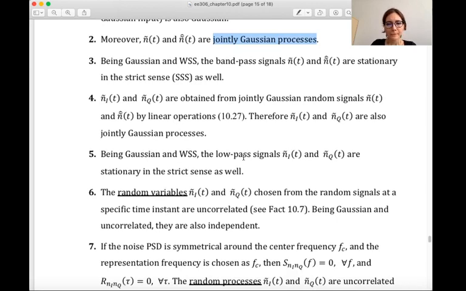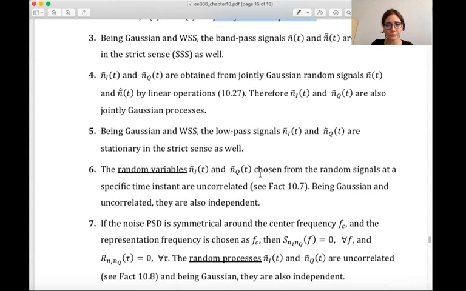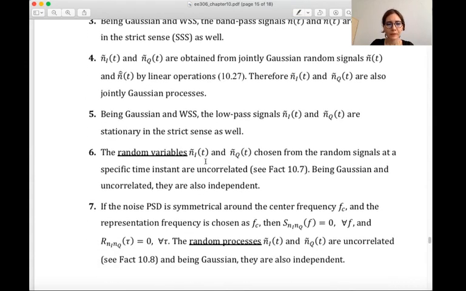All right, Ni and Nq are jointly Gaussian processes. Now, another property here. What do we know about Ni and Nq? We showed already before that these are wide-sense stationary. Now we just argued that they are jointly Gaussian. So each one of these, Ni of t, is Gaussian and wide-sense stationary, which implies it's strict-sense stationary. The same thing for Nq. So up to now we know that these are Gaussian, wide-sense stationary, and strict-sense stationary.